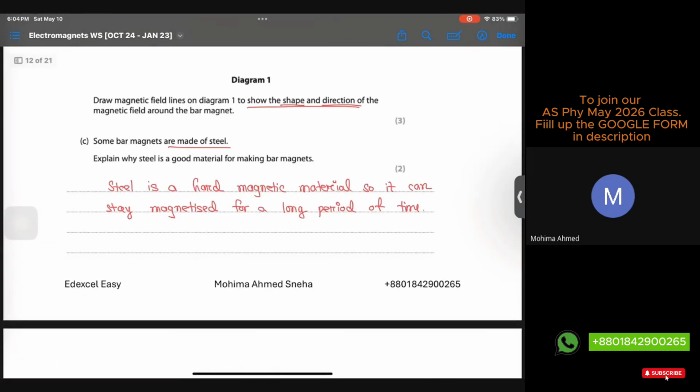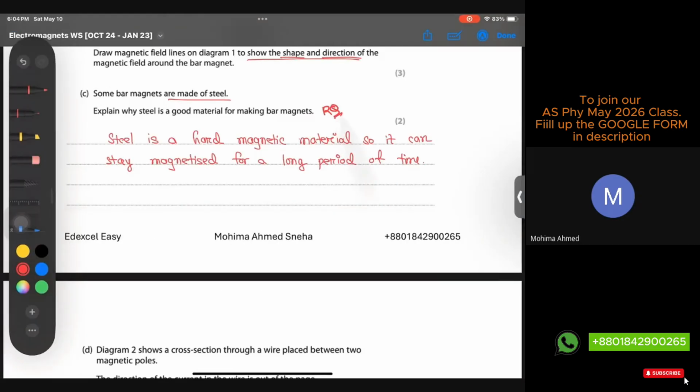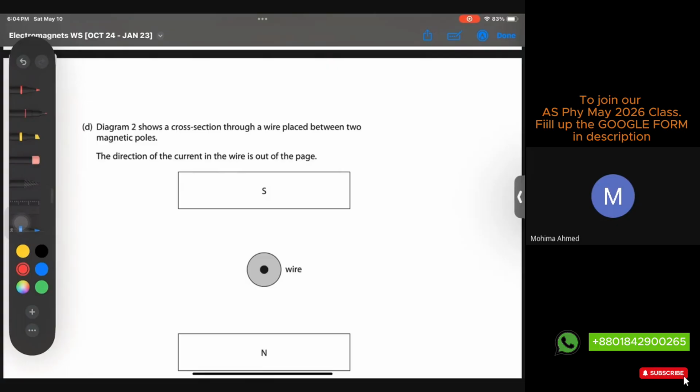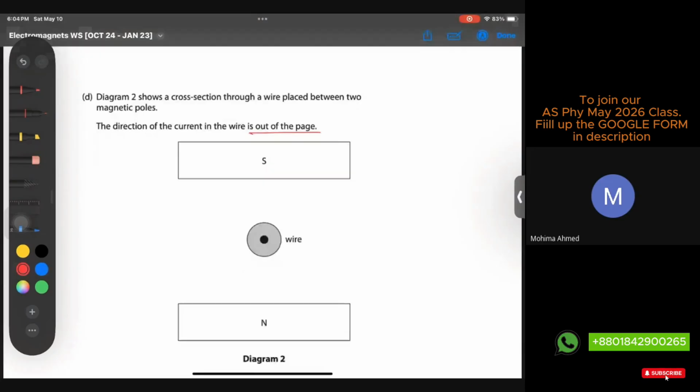Okay, so we finished this one. This was a repeated question. And then after this, if we move on to this part, it says the diagram shows a cross section of a wire placed between the magnetic field lines. The direction of the current in the wire is out of the page. That means you have to think of the current moving towards you. Out of the page means the current is moving towards you.